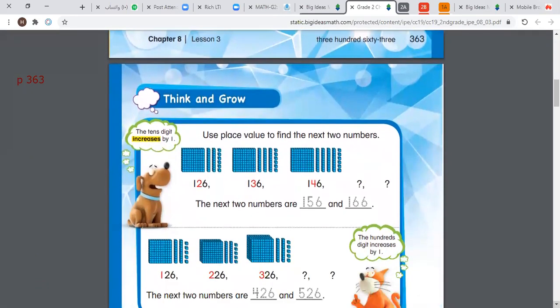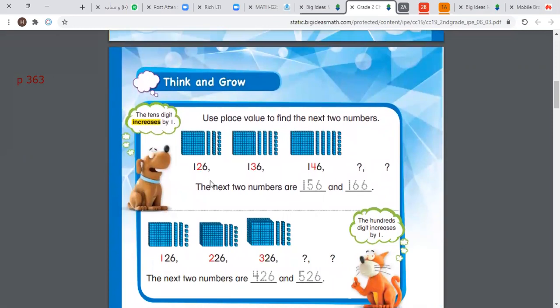In page 364, we have this example. In this example, 126, 136, 146. What does it mean? Here we have 100, 100, 100. So we have the same number in hundreds. What about tens? We have here two tens, three tens, four tens. It means the tens digit increases by one. What about the ones? Six ones, six ones, six ones.